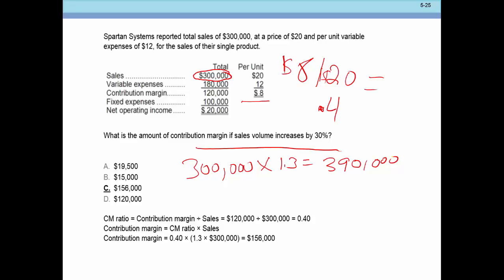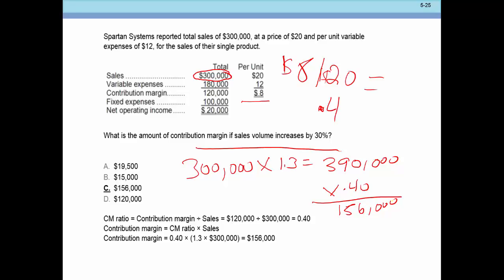You sure? Don't be embarrassed to ask. I've had students have trouble with that before. So we're good? 390,000, that's increasing at 30%? Okay. So if we have 390,000 and 40% of each sales dollar first goes to fixed cost and then to my profit, that means I have a contribution margin of 156,000 here, don't I? Right?